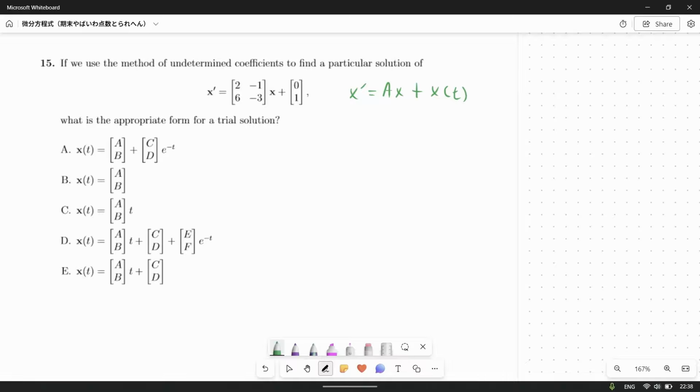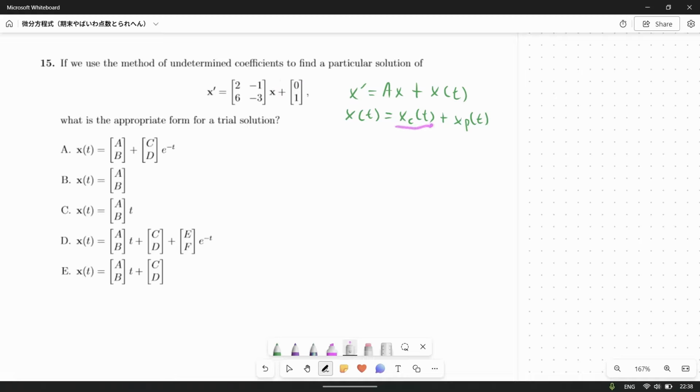And so similar to the case of a single inhomogeneous differential equation, our general solution is now going to take the form of x of t equals x sub c of t plus another term x sub p of t, where x sub p of t would be our particular solution that handles the inhomogeneous part of the differential equation.